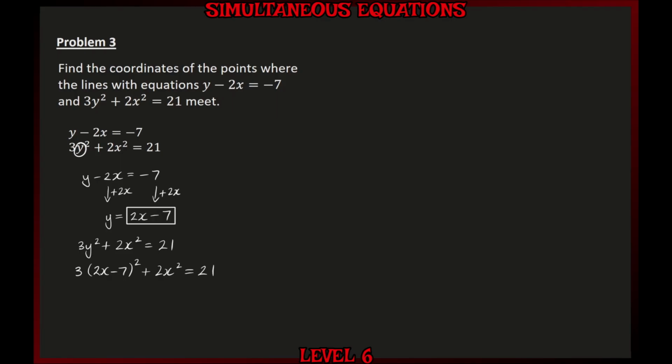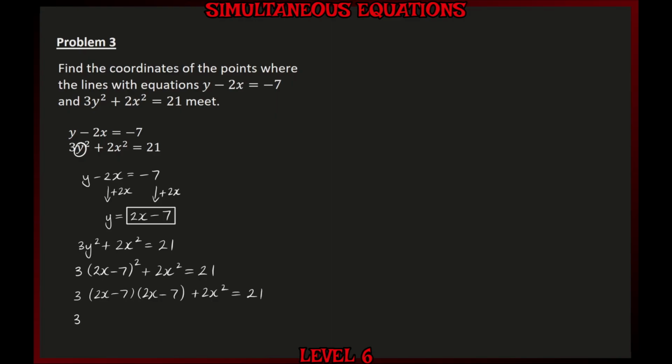And we now have an equation that's just in terms of x. So we can now try and expand the brackets. So we have 3 multiplied by, and 2x minus 7 squared can just be written as 2x minus 7 multiplied by 2x minus 7. We have a plus 2x squared after it, and it's still equal to 21.